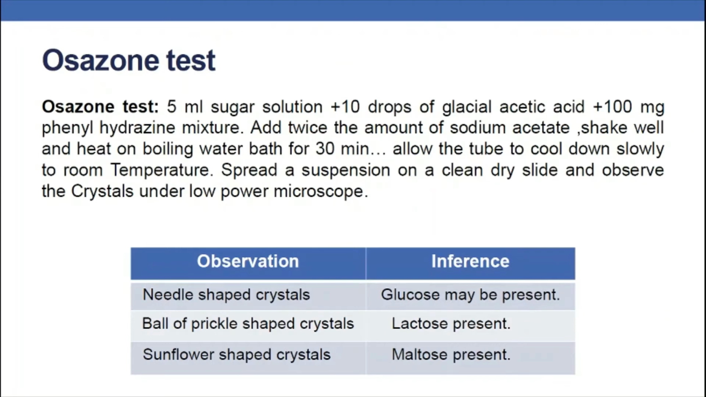Another test for carbohydrates is the Osazone test. The Osazone test can differentiate disaccharides like lactose and maltose from monosaccharides like glucose. For the Osazone test, we have to take sugar solution, 10 drops of glacial acetic acid and 100 mg of phenylhydrazine. Then we have to add sodium acetate and heat it for 30 minutes.